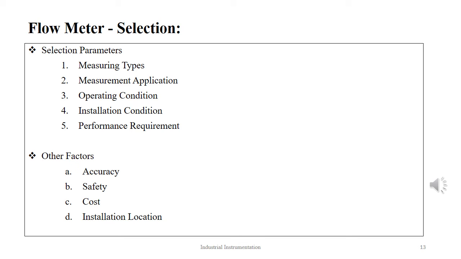If you talk about the instrument performance, accuracy, velocity, range, sensitivity, speed of response, all these factors are also to be taken into consideration. The factors which are to be kept in mind while choosing a flow meter for a particular type of flow are accuracy, safety, installation, and cost. These four factors play the most vital role in selection of flow meters.